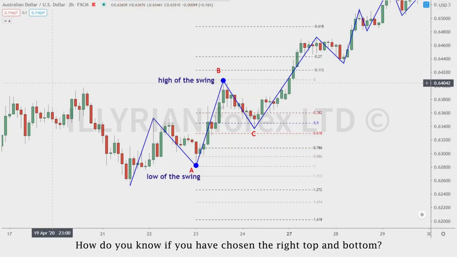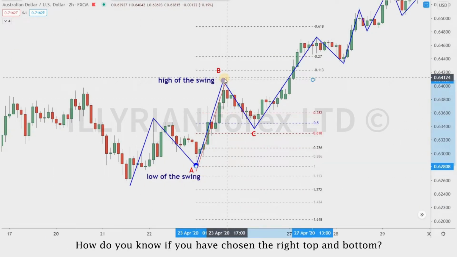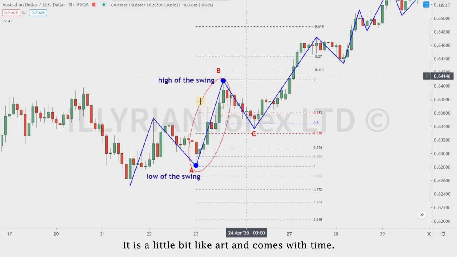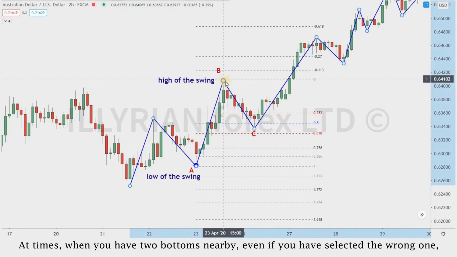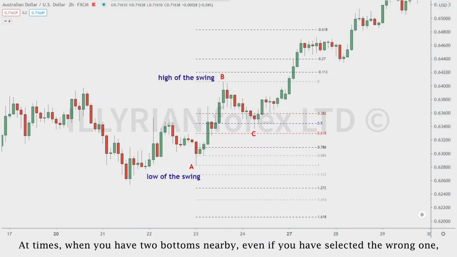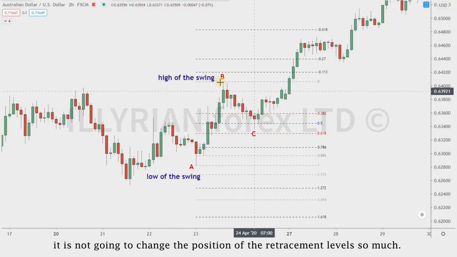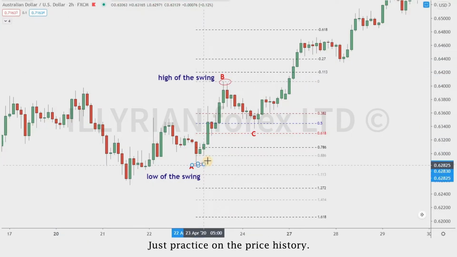How do you know if you have chosen the right top and bottom? It is a little bit like art, and comes with time. At times, when you have two bottoms nearby, even if you have selected the wrong one, it is not going to change the position of the retracement levels so much. Just practice on the price history.